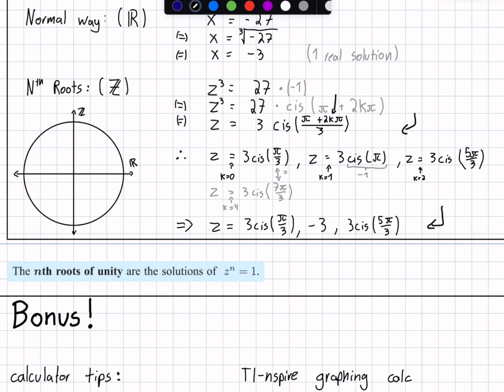Our last note is that the nth roots of unity are the solutions of z^n is equal to 1. This is just a matter of notation. It is good to know.